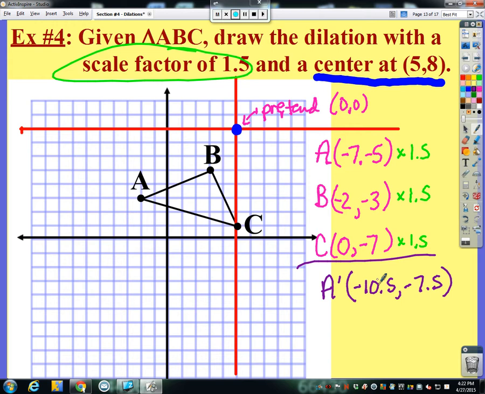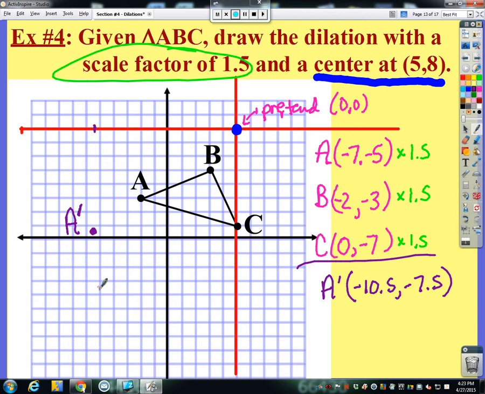So now, where do I start graphing these points from? Do I go to the real origin or the pretend origin? We would go to the pretend origin. So from the pretend origin, we're going to go left 10.5. 1, 2, 3, 4, 5, 6, 7, 8, 9, 10.5. And then go down 7.5. 1, 2, 3, 4, 5, 6, 7.5. So basically, I'm right in the middle of this square right here. Okay, so there's where A prime really is.